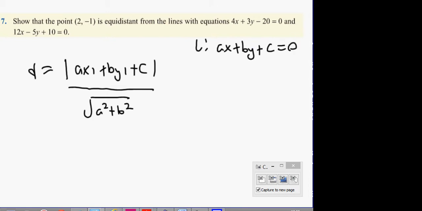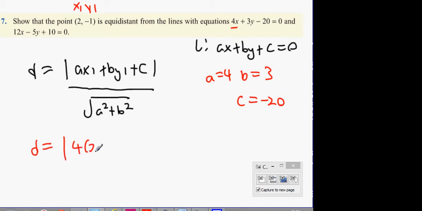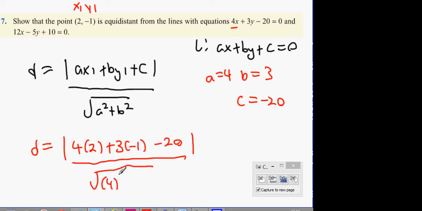Let's begin. A equals 4. How do we know that? B, C minus 20. Show that the point 2, minus 1 is equidistant from the lines with equations 4x plus 3y minus 20 and 12x minus 5y plus 10. This here is x1 and y1. Let's get the calculator going, okay? It's going to be 4 times 2 plus 3 times minus 1 minus 20 all over the square root of A squared plus B squared, which is 4 squared plus 3 squared.